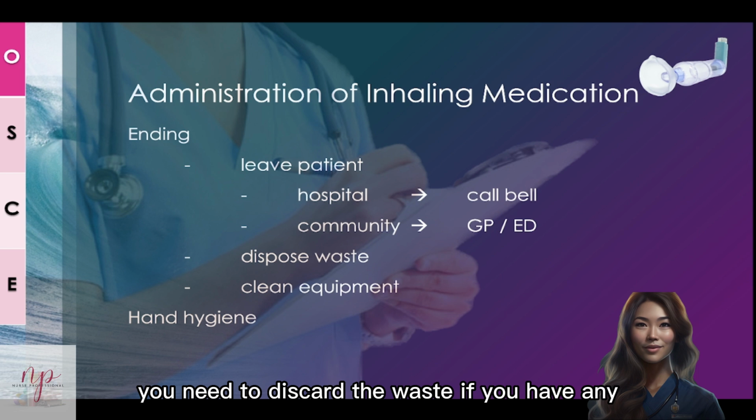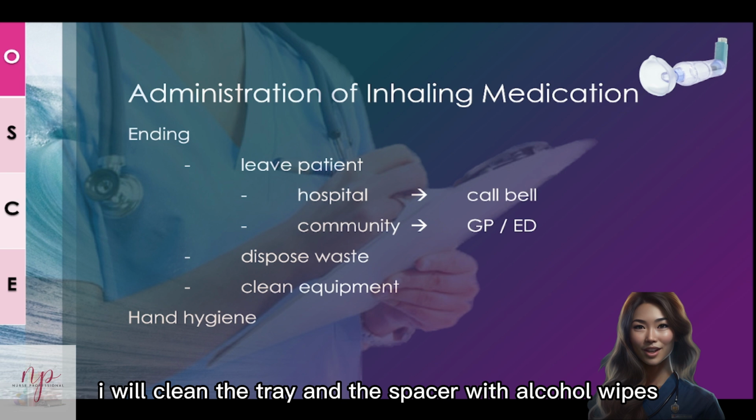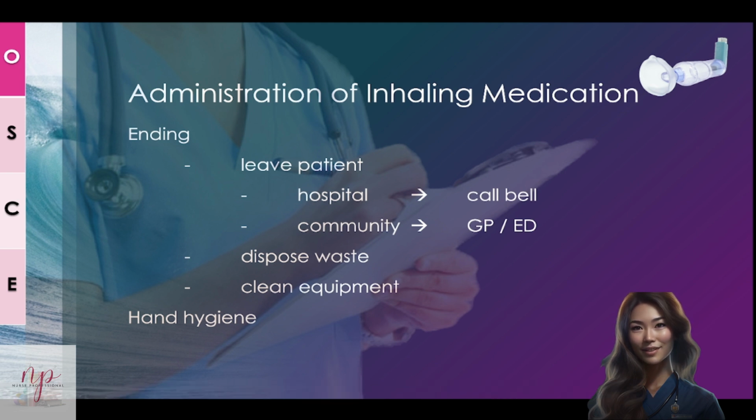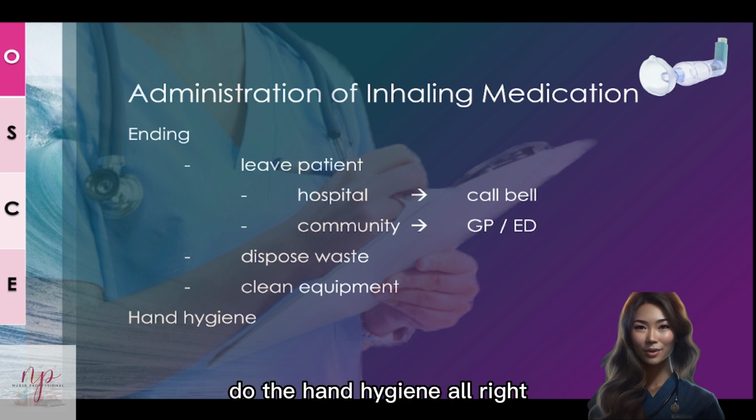And then before you end, waste disposal. You need to discuss the waste if you have any, and then also you need to clean the equipment. For example, your tray and the spacer. So you need to state that I will clean the tray and the spacer with alcohol wipes and make it ready for next use. And then remember, before you end the task, do the hand hygiene. Alright?